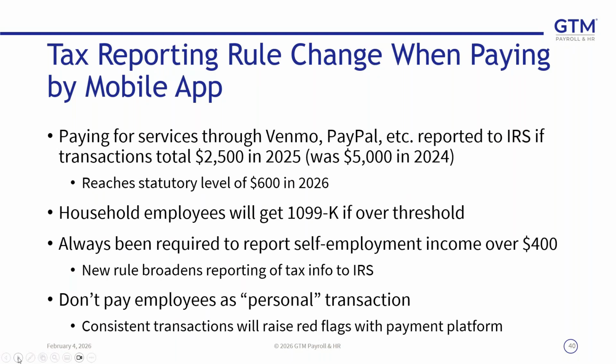A seemingly easy way to circumvent the new rules may be to pay a babysitter through a personal transaction, as if they were a family member or a friend. However, if you pay that babysitter regularly, those consistent transactions will raise red flags with the payment platform and call into question whether those payments were actually made to a family member or a friend. And in fact, PayPal, who also owns Venmo, says it will monitor accounts to ensure that personal payments are not used to pay for goods and services.